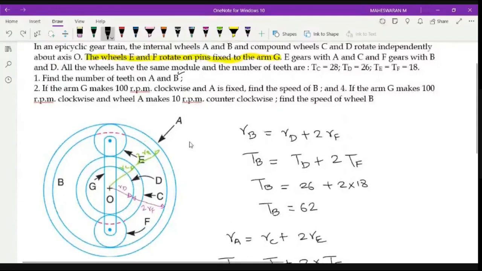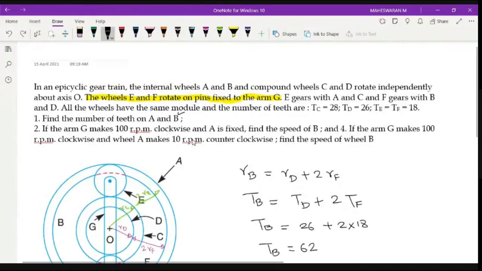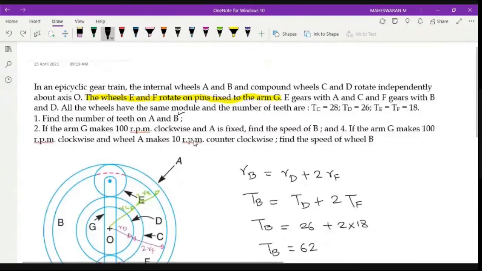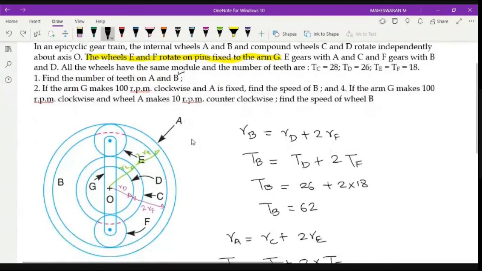Can you identify the speeds one by one? We start with anything as an input. Which one will we consider as an input? D, sir. D or C. Actually, it's a compound gear. Since it's a compound gear, don't consider that as an input. Leave it. You can consider either A or B.